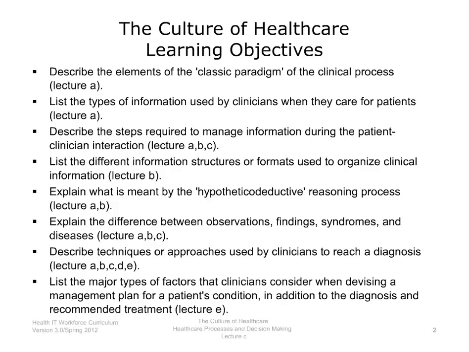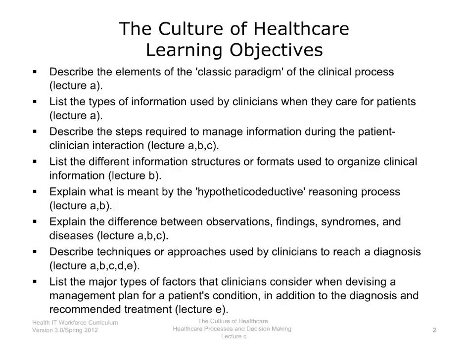The objectives for healthcare processes and decision-making are to describe the elements of the classic paradigm of the clinical process. List the types of information used by clinicians when they care for patients. Describe the steps required to manage information during the patient-clinician interaction. List the different information structures or formats used to organize clinical information.